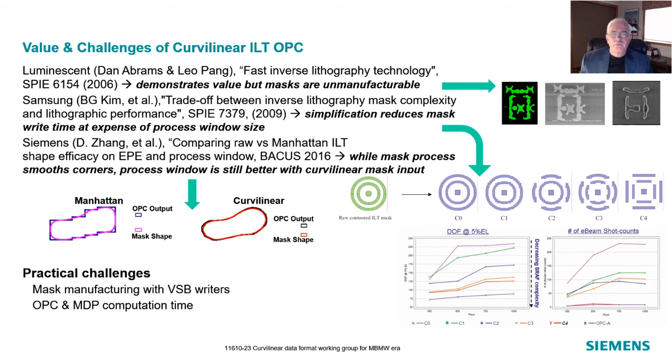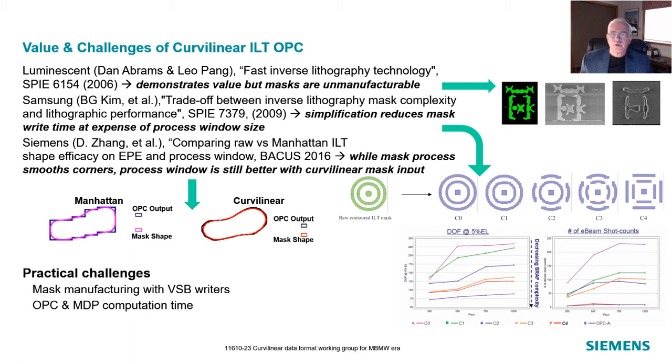In 2004, Luminescent published an approach they called inverse lithography technology, or ILT, as a method to actually create curvilinear structures, although they were still represented as polygons. Luminescent was able to demonstrate that improved process window was achievable.